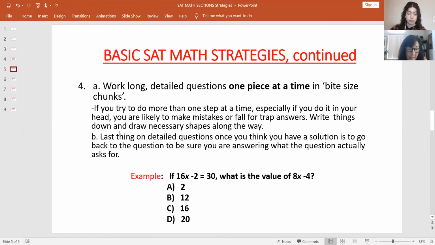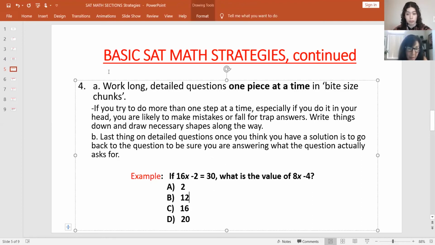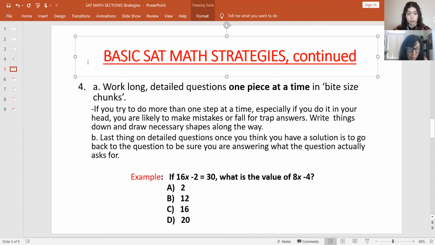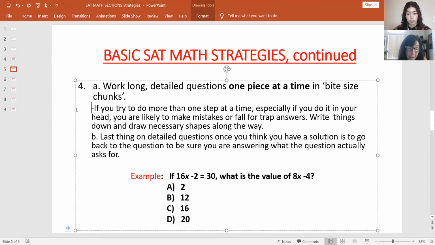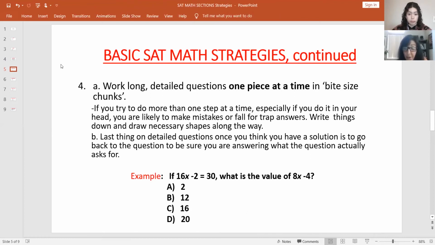And then the last thing on a detailed question, once you think that you have a solution, is to go back to the question to be sure you're answering what the question actually asks for. Here is a very simple question, relatively simple, which people can get wrong on the day of a test because they're in a hurry to get to the harder questions. Frequently, you might end up missing when you practice the first 1, 2, or 3 questions because you're hurrying to get past the easy ones.